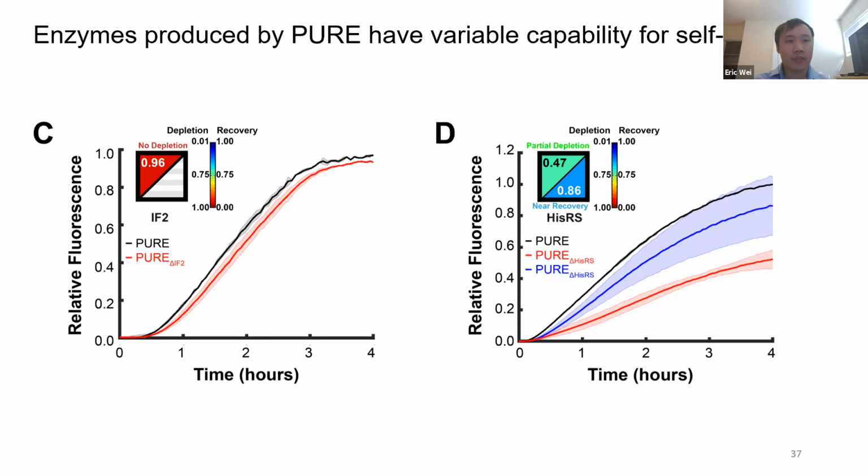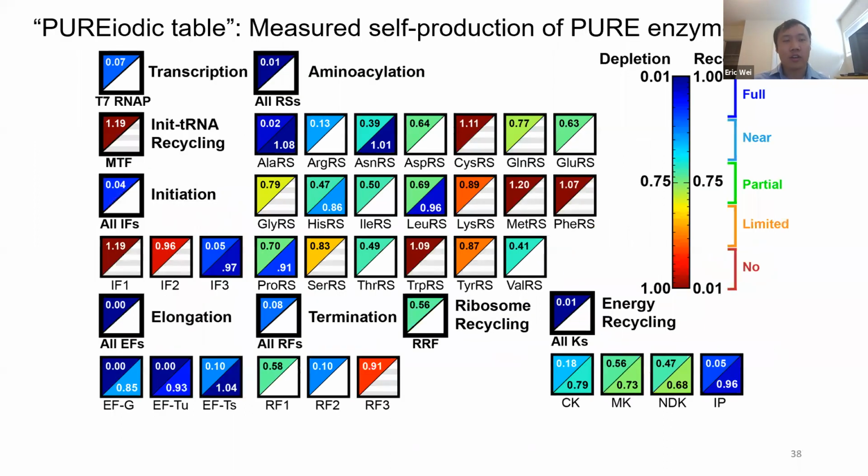we don't get depletion. And for histidine synthetase, for example, we get partial depletion, and also when we try to provide the histidine synthetase produced by PURE, we are able to get near but not full recovery. So we saw we had variable capabilities for self-production depending on the enzyme we tested. So then I show right now where we're at in terms of trying to flesh out this periodic table or measure self-production of individual PURE enzymes.